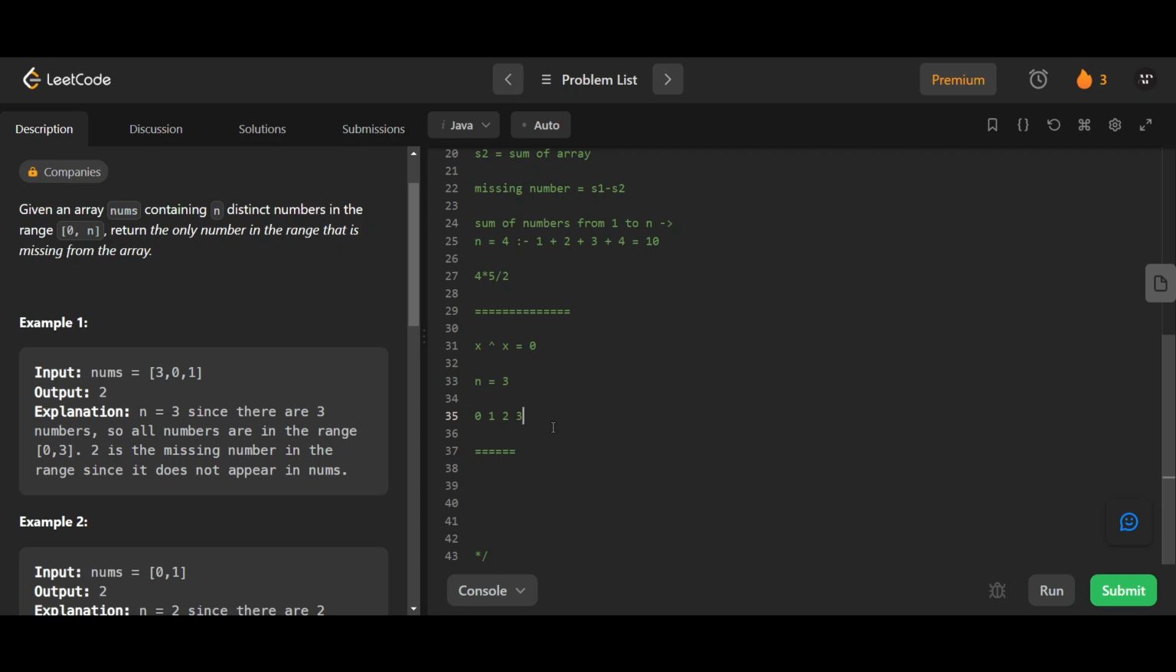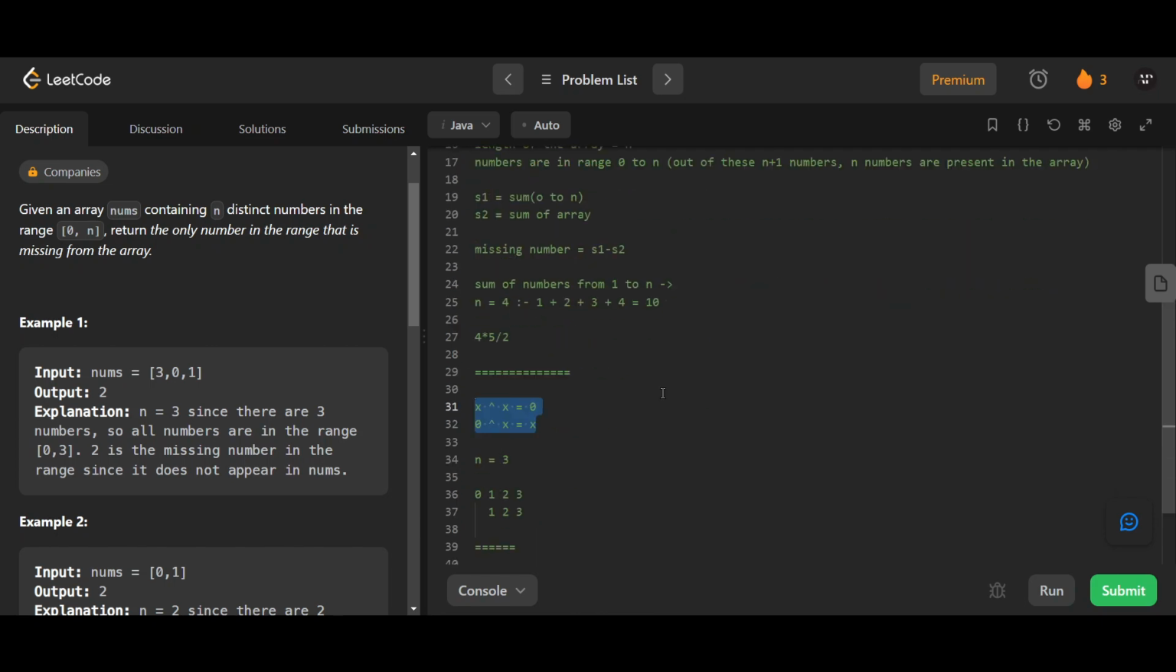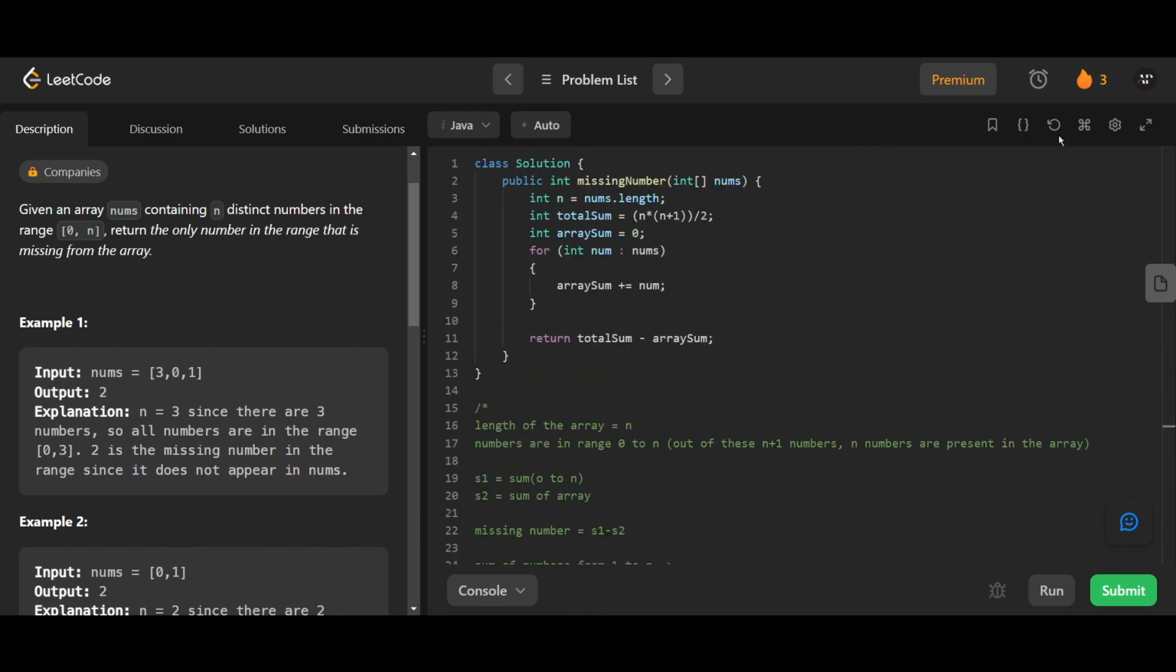And then let's say the array is 1, 2, 3, right? So 1, 2, 3 means 1, 2, 3. They will cancel out, because if you XOR something with itself, it will cancel out. And 0 XOR x is x. Based on these two conditions, all we can do is just keep doing XOR, right? That's another way.